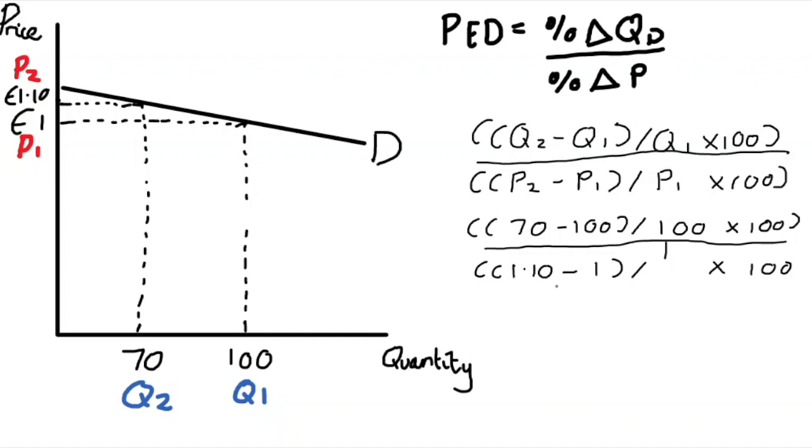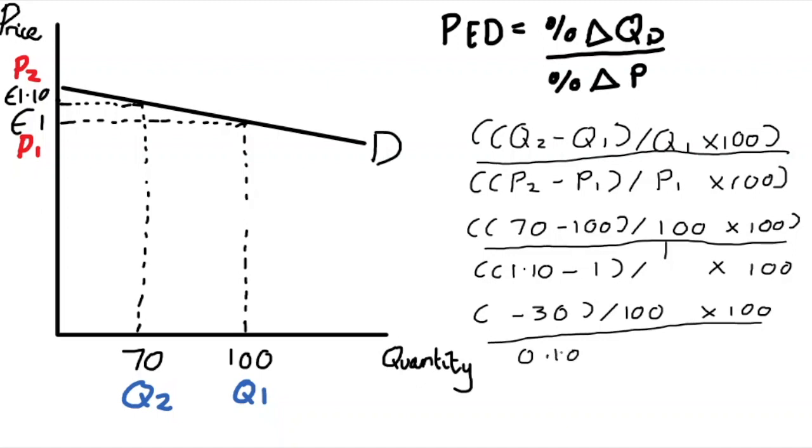Okay, so our next line is where we'll start figuring this out. 70 minus 100 gives us minus 30. Minus 30 is divided by 100, and it is multiplied by 100. Down below the line, for price, €1.10 minus a euro gives us 10 cents. And again, this is divided by the original price, which is 1, and that's all multiplied by 100.